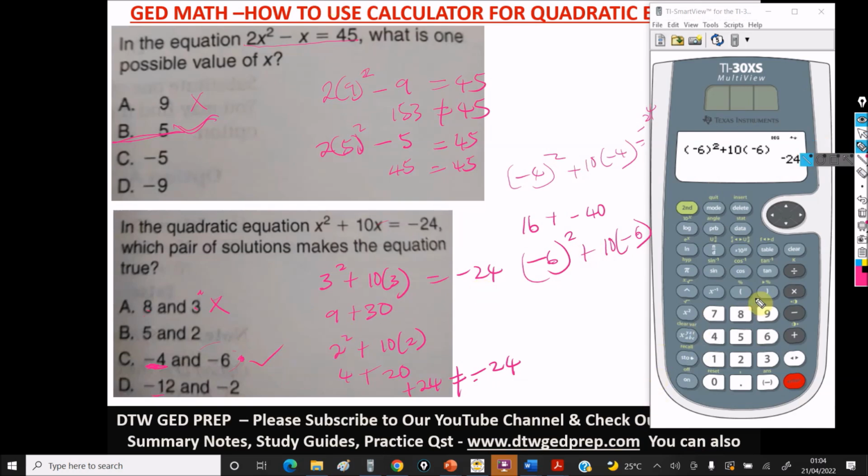answer. Now let me show you what happens if you make a mistake in your calculator by doing in parentheses negative 6, you square it, you close the parentheses, and you now say plus 10 parentheses negative 6, close it, enter. You see you have a different result. So when you're raising a negative number, please don't do this.